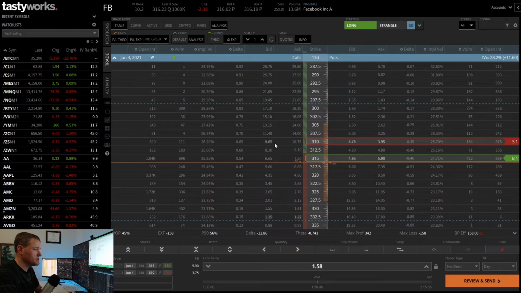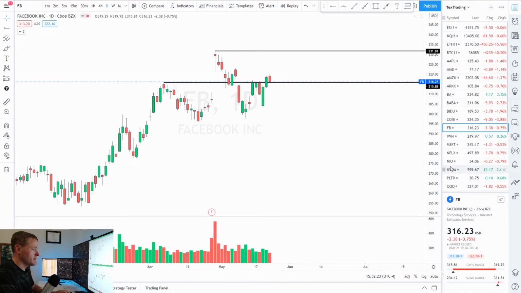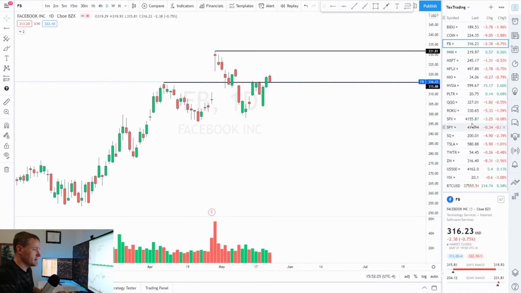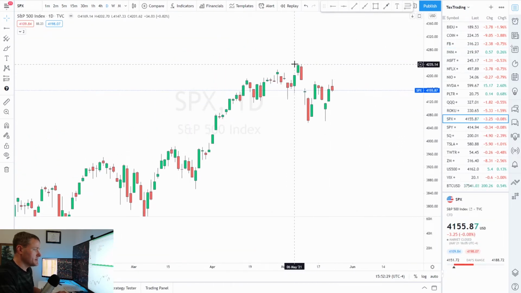All right, so that is your debit put spread. Now let's take a look at credit spreads and when we might actually use that. So let's go back to our chart here, and for this I'm going to use the S&P 500 as an example. So we can see that the S&P 500 has an all-time high up here around 4240 or so, and it has this pullback low here around 4060.